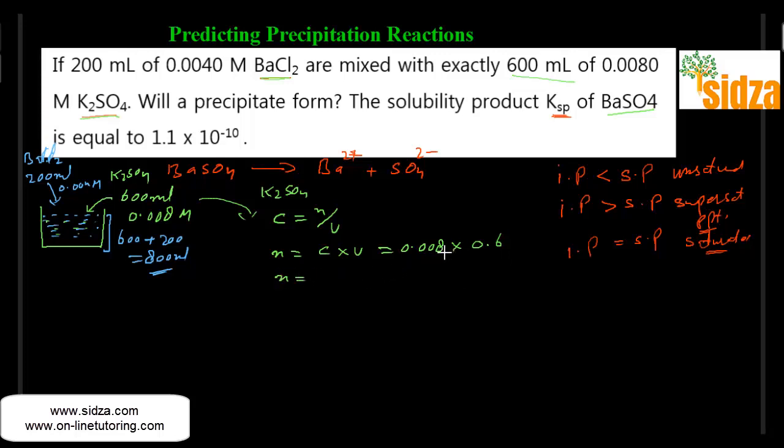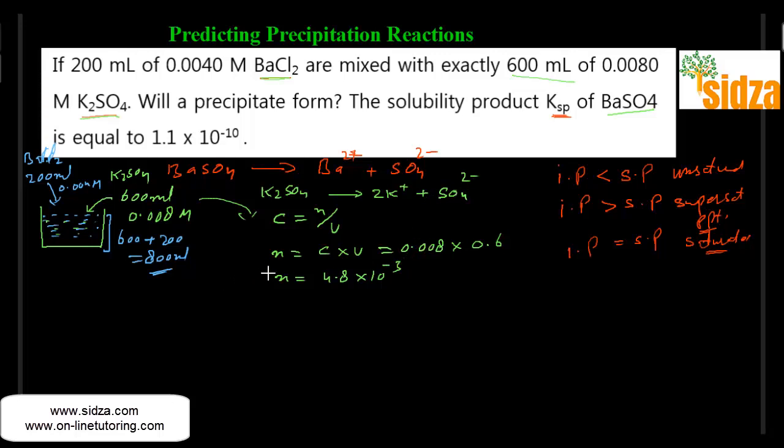When you simplify, the number of moles will be 4.8 × 10^-3. This is the number of moles of the potassium sulfate. And 1 mole of potassium sulfate produces 2 moles of potassium ions and 1 mole of sulfate ion, right?